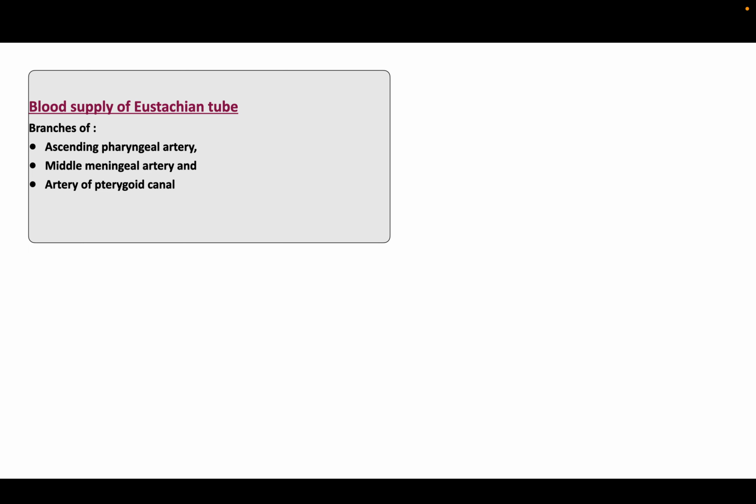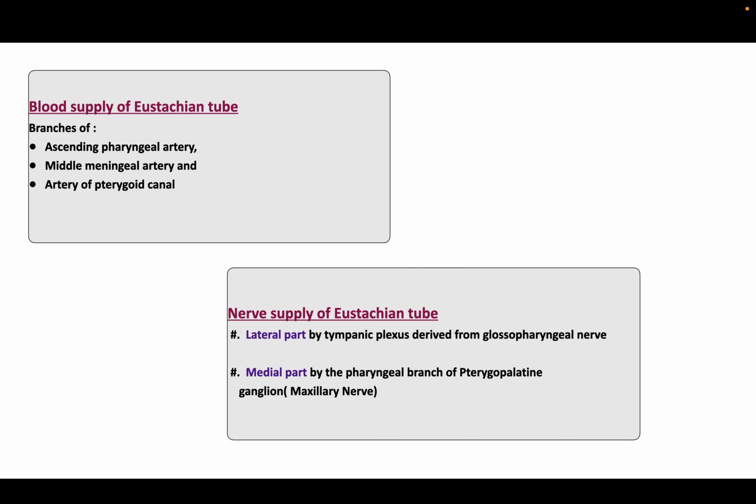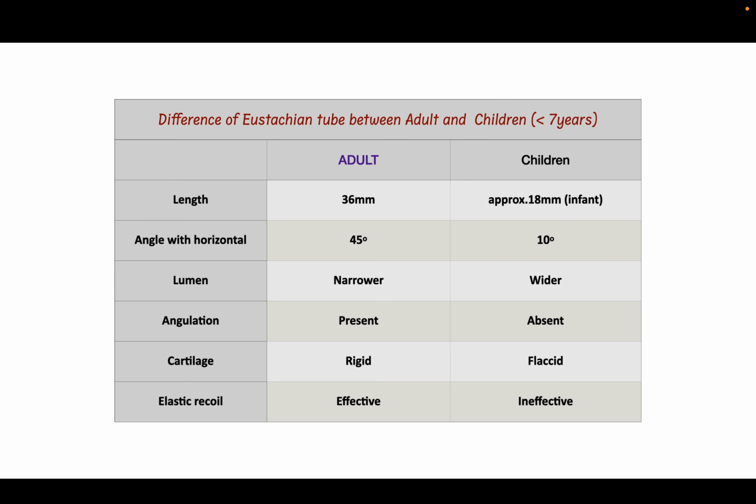Blood supply of this tube is from branches of the ascending pharyngeal artery, middle meningeal artery, and artery of pterygoid canal. The nerve supply of the lateral part is by the tympanic plexus, which is derived from the glossopharyngeal nerve, and the medial part by the pharyngeal branch of the pterygopalatine ganglion.